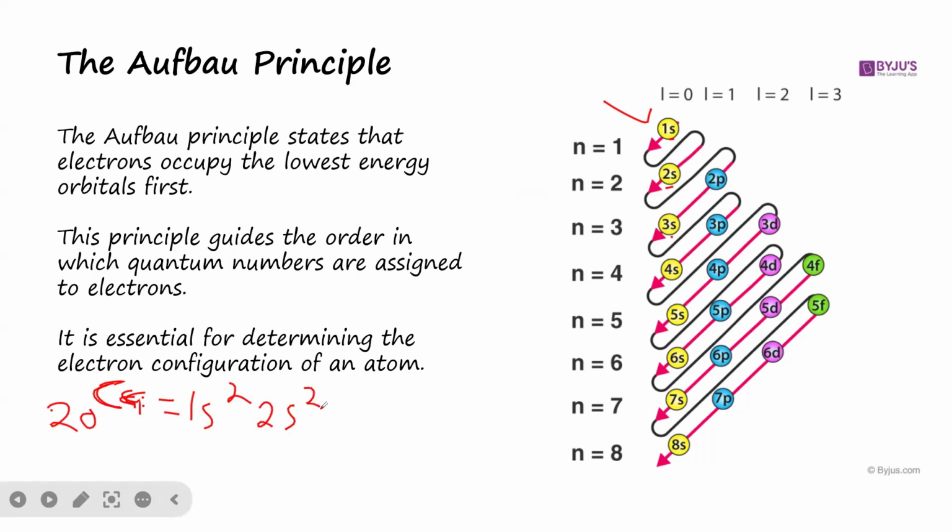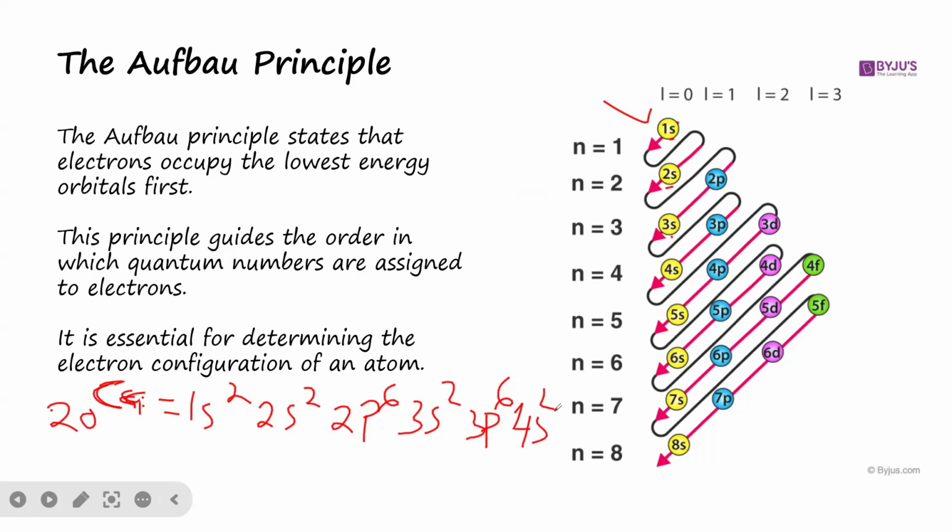And after 2s, the next one is 2p. And we know that 2p accommodates a maximum of 6 electrons, so we pick 6 electrons. And then the next one is 3. We have 3s2. So after 3s2, the next one is 3p, so we have 3p6. After 3p6, the next one is 4s, so we have 4s2.